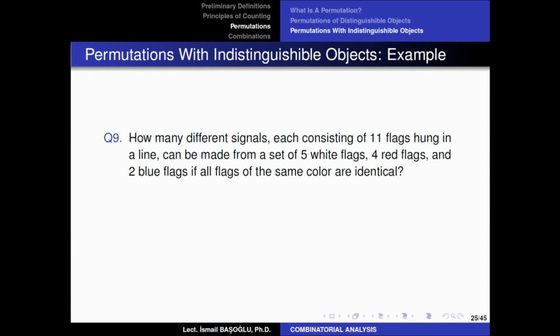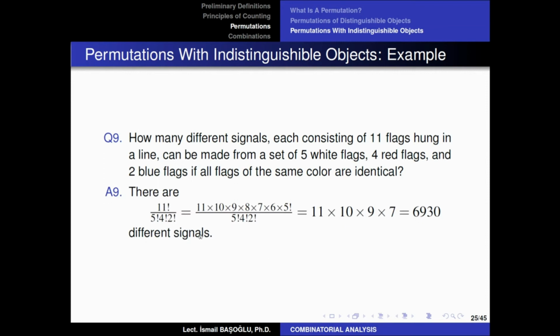Now let us solve another question to understand this concept better. How many different signals, each consisting of 11 flags hung in a line, can be made from a set of 5 white flags, 4 red flags, and 2 blue flags if all flags of the same color are identical? So we have 11 flags, but these flags are not totally different from each other. There are 5 white flags which are indistinguishable from each other. There are 4 red flags which are similar, and 2 blue flags which are similar to each other. Now if I swap the position of the blue flags in a permutation, I would still get the same permutation.